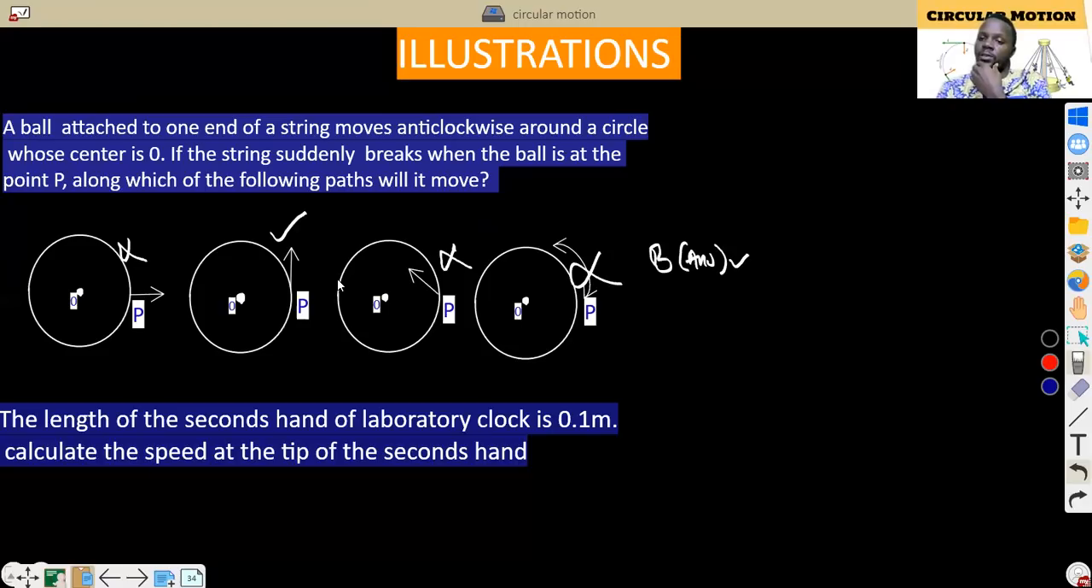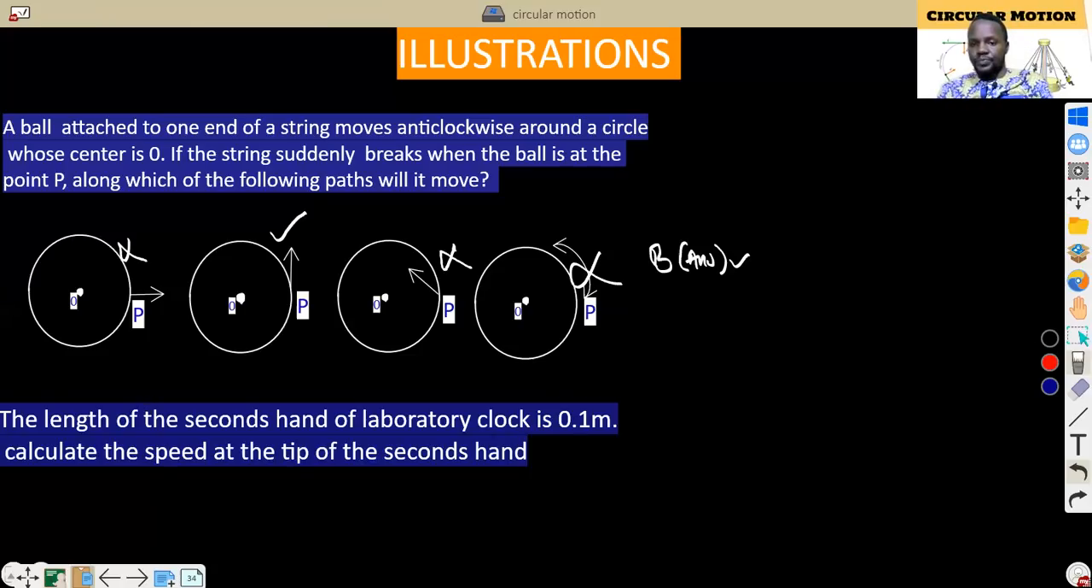The last but not the least. Time is fast spent. The last question for this slide. The length of the second line of a laboratory clock is 0.1 meter. Calculate the speed at which the tip of the second hand moves. That is because it's rotating with an angular velocity.